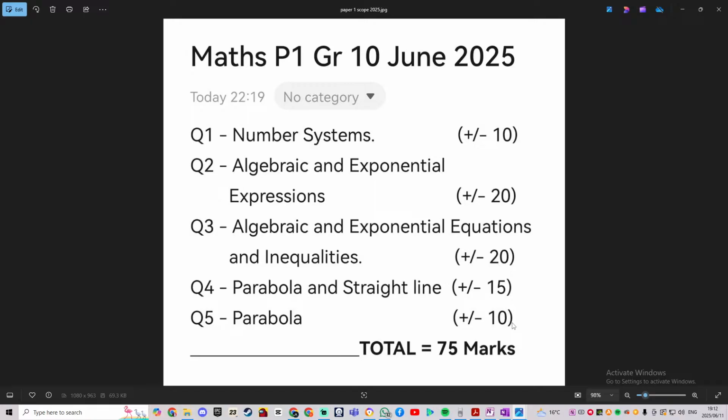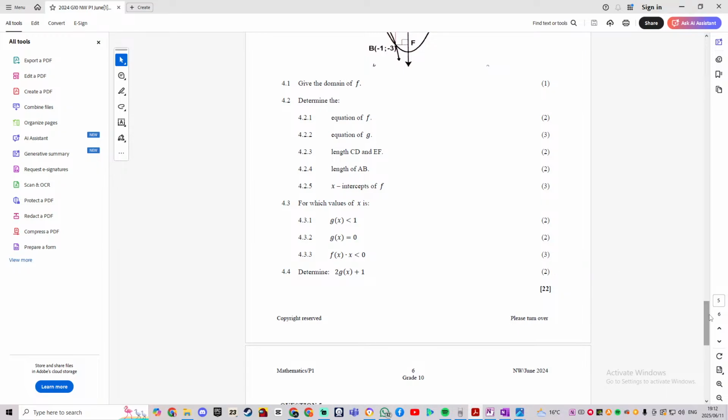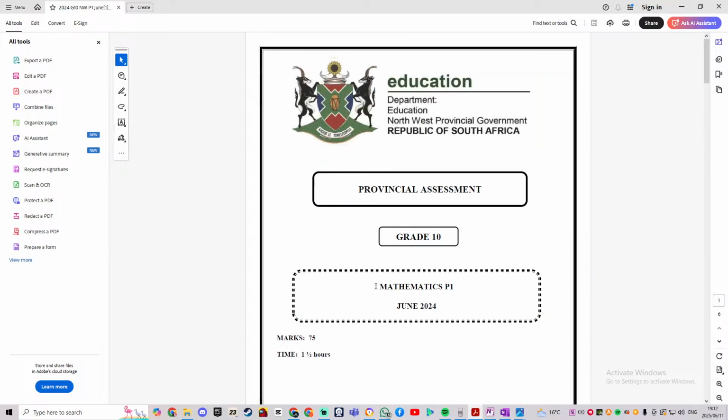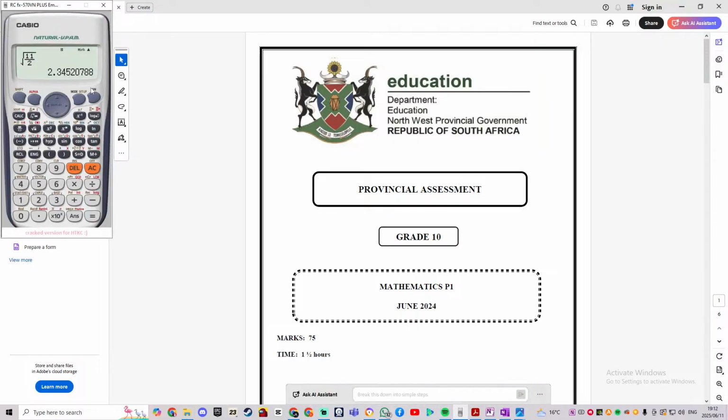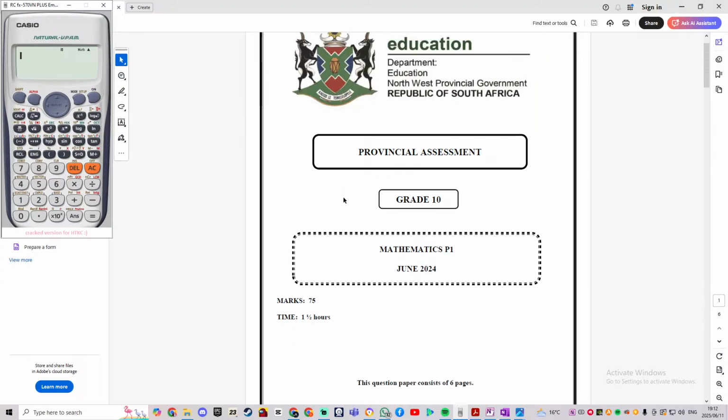Sound is perfect. Let's go straight into the first question. We'll be going over the provincial assessment from the Northwest Provincial Government, but it doesn't make a difference. It's all the same, regardless of the province. Just get my calculator here. Okay. So we'll be going over the paper one, June 2024. Please feel free to interact, to ask any questions, and to stop the video wherever you want to.